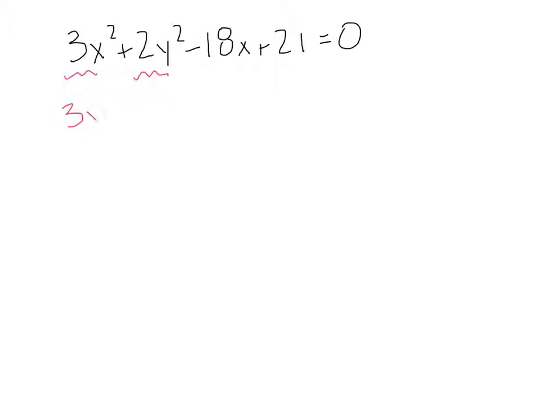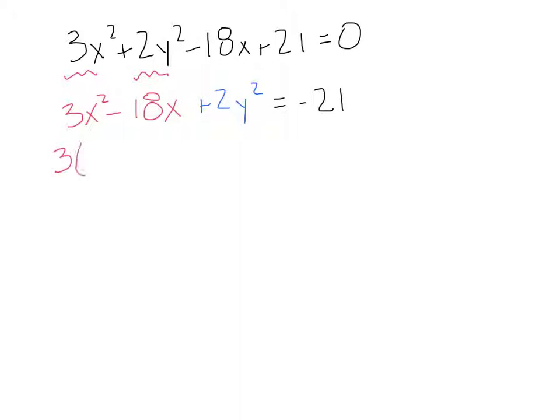So we have 3x squared minus 18x, and then for our y terms, we have plus 2y squared and nothing else. This is kind of cool. This means that we don't have to complete the square for y. We only have to complete the square for x in this case, equals negative 21. So let's complete the square for x. We still have to do at least that step.